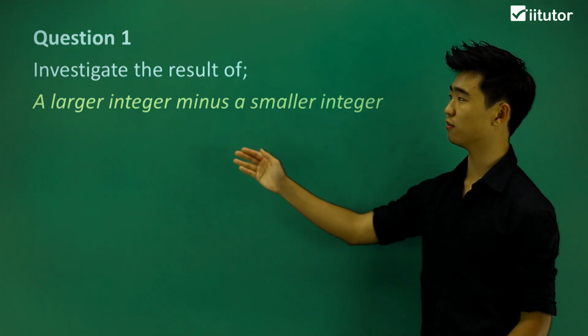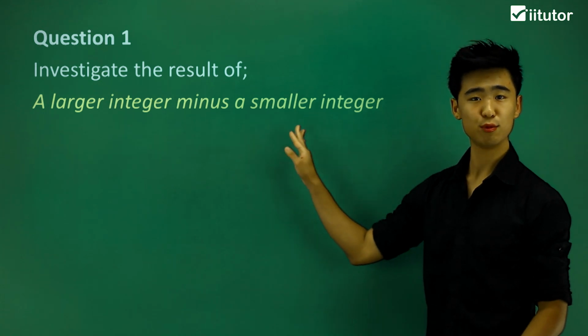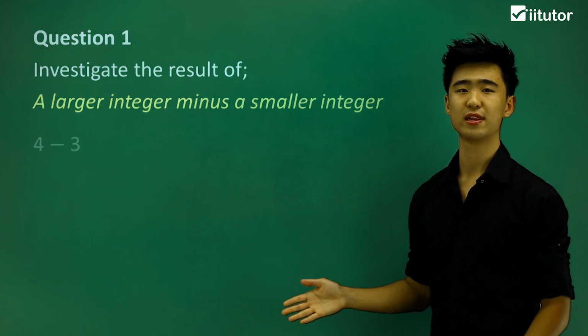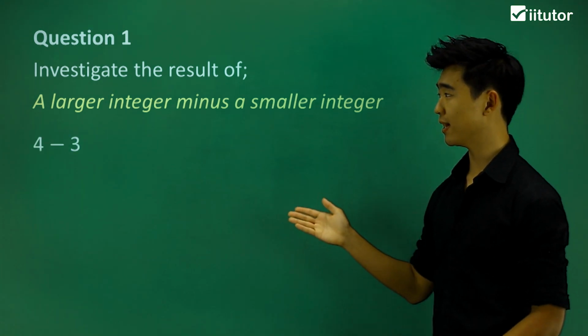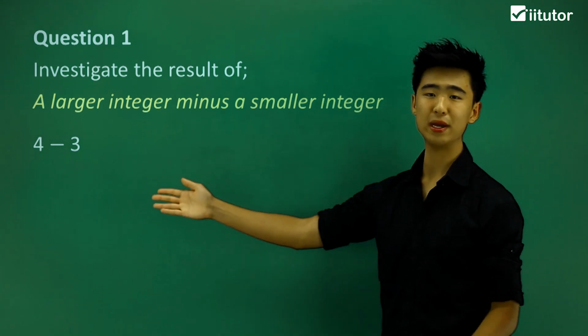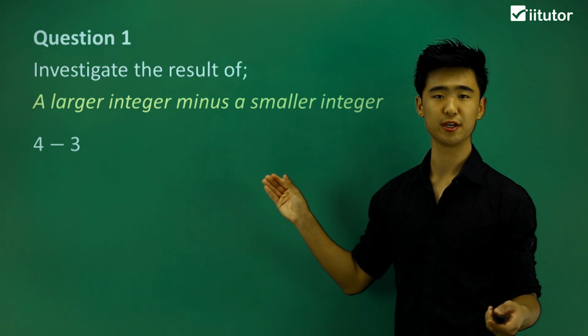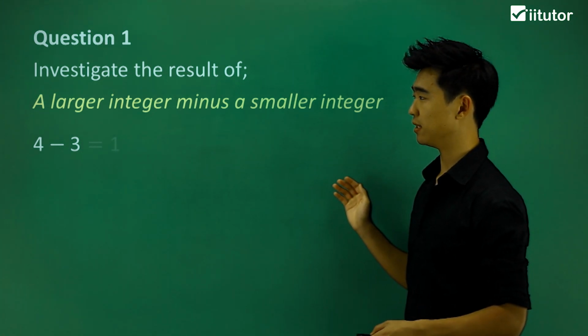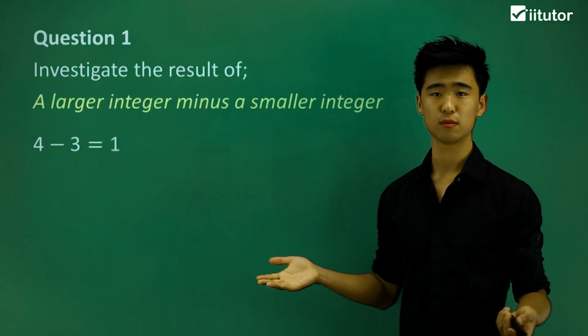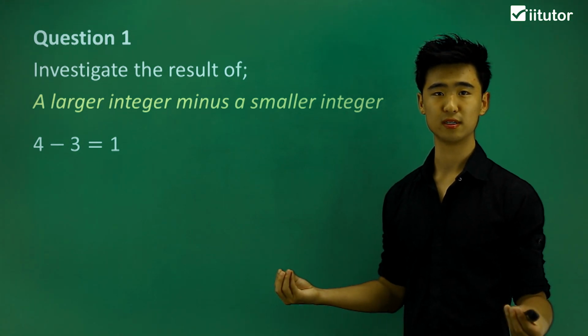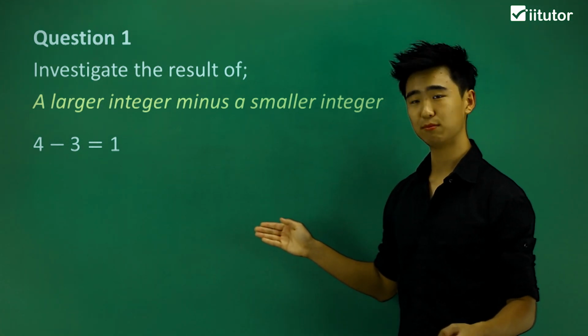An example of a larger integer minus a smaller integer can be like this. So 4 minus 3. 4 is the larger integer and 3 is my smaller integer, so let's minus the two together. What does this result give me? It just gives me 1, or in other words, a positive number. Let's take a look at another example.